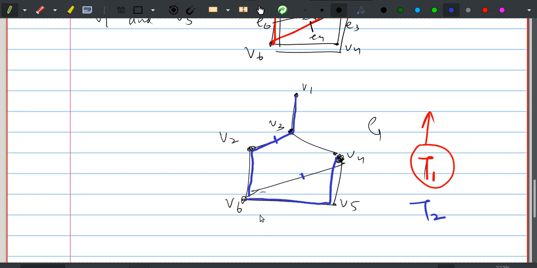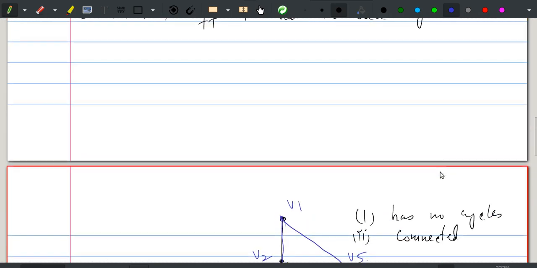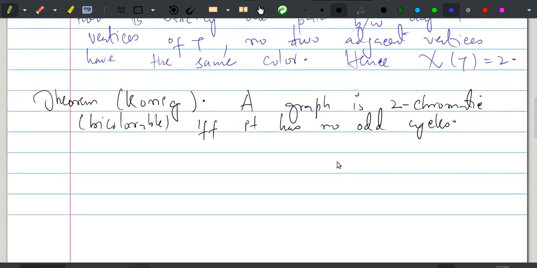So the branches of a graph G with respect to the spanning tree T are simply the edges in T, and the remaining edges of G are called the chords with respect to that spanning tree. We'll prove this Konig's theorem in the next lecture.